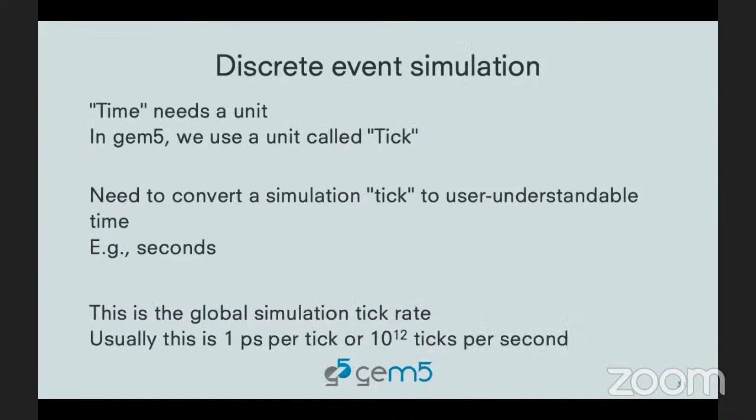Just in terms of nomenclature, we need a unit, and we call our unit ticks. You can set this in gem5 to define what a tick actually is in terms of seconds, but our default is one picosecond, 10 to the power of 12 ticks per second. I have certainly found that fine for almost anything you want to simulate. Theoretically, you could get more fine granularity, but I think that's probably overkill.